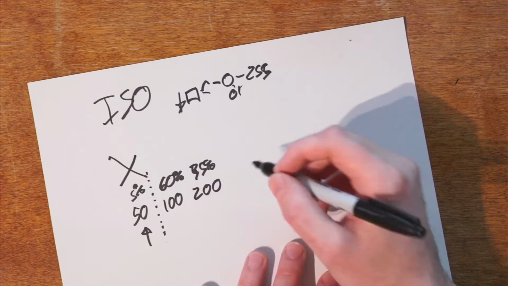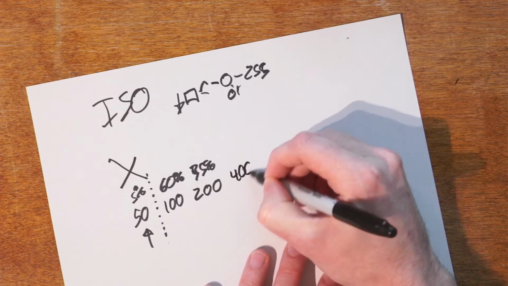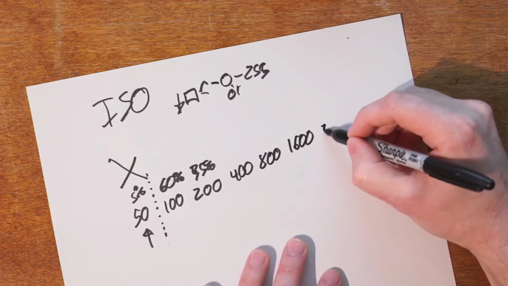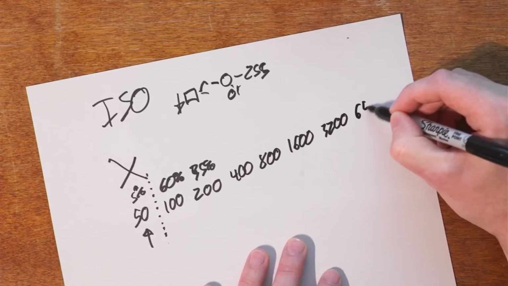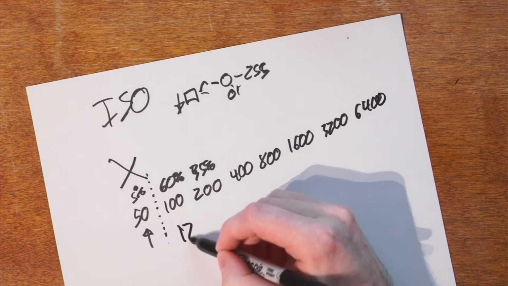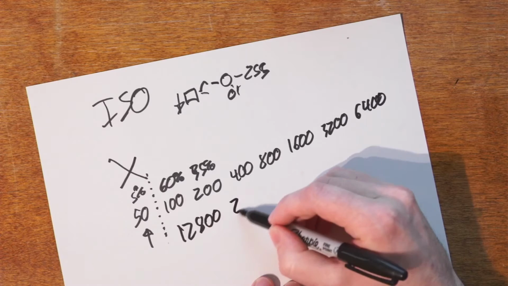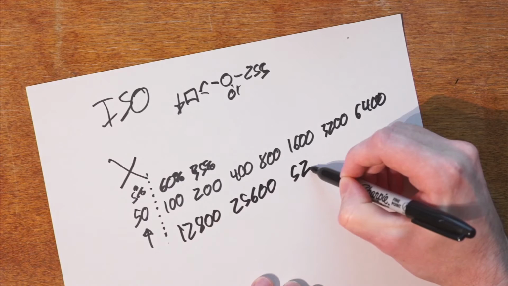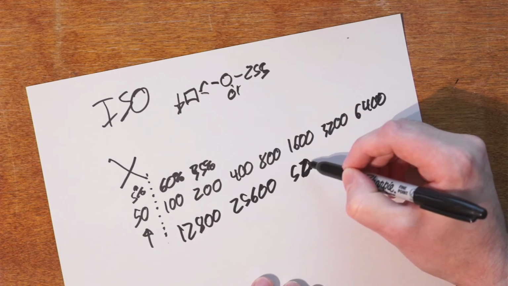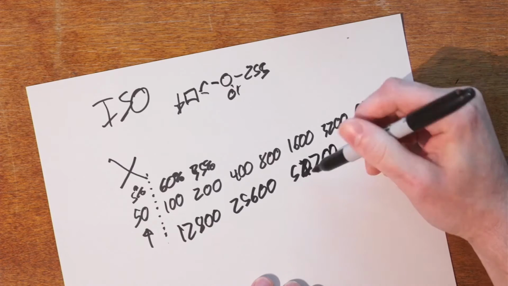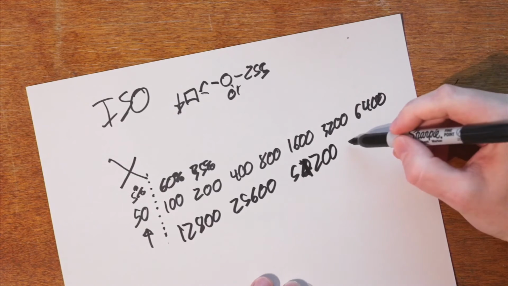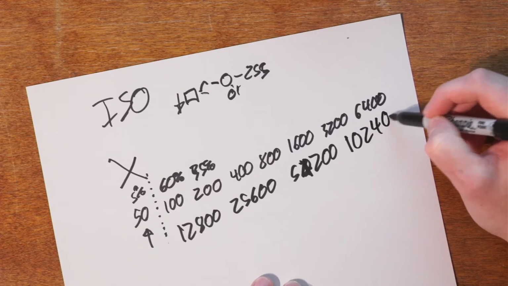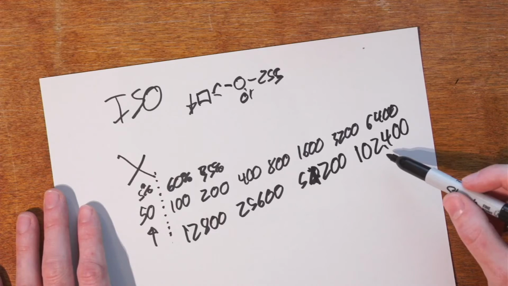So we go 100, 200, 400, 800, 1600, 3200, 6400, 12800, 25,600, 51,200. Let's see if I can do the math quickly in my head. 51,200, and then let's do 102,400. So that's the scale to 100,000.